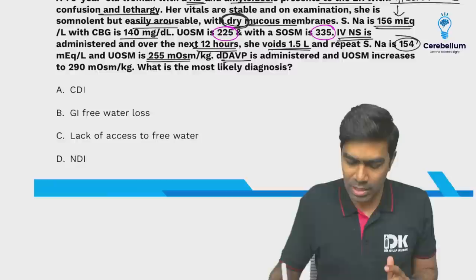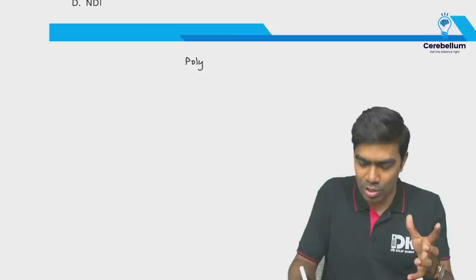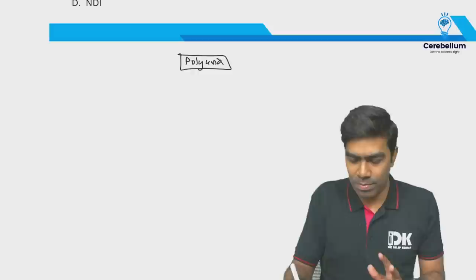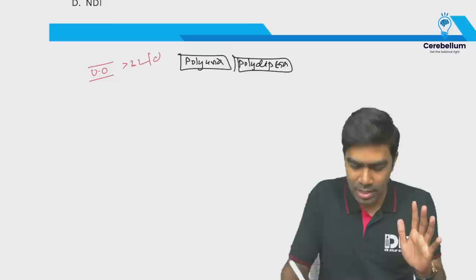So very simple. First of all, in most of the exams, when they talk about diabetes insipidus, they will give a patient with a history of polyuria. Number one, they can have polydipsia. Polyuria and polydipsia, I'll tell you in a very simplified manner. So what is the definition of polyuria? Whenever you pass more than 3 liters, urine output is more than 3 liters per day, that is polyuria.